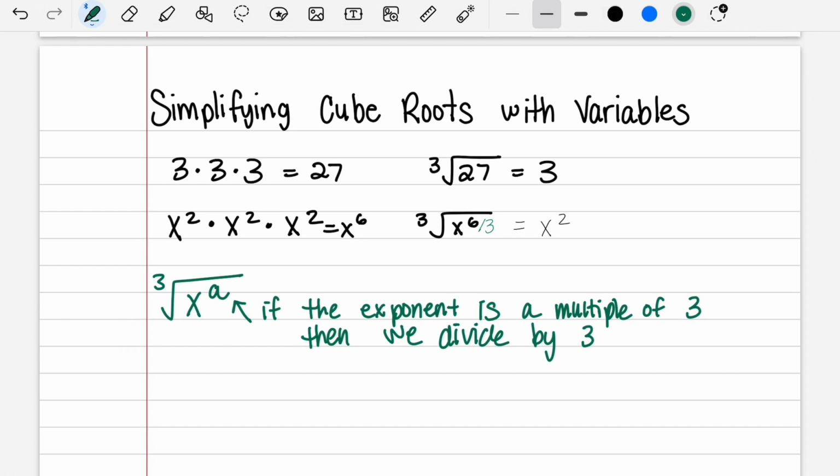Subtract 1, subtract 2, subtract 3. Just like we manipulated the exponents in the previous video, we can manipulate the exponents in this one to get us a multiple of 3. Here's what I mean.